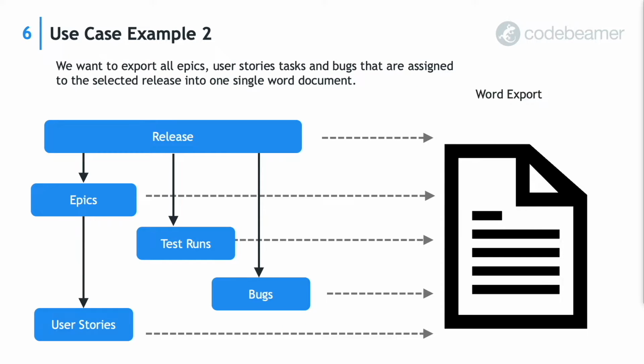Let's jump to the second use case where we want to export all epics, user stories, and bugs that are assigned to the selected release. In this case, we are leveraging one of the most important functionalities of the advanced word export, that we can select the initial item that will determine the scope of the export based on the relationship to other items in the project. If we would replace the release item with a configuration item, for example, then we would instruct Codebeamer to export only those items that are referenced by the given configuration.